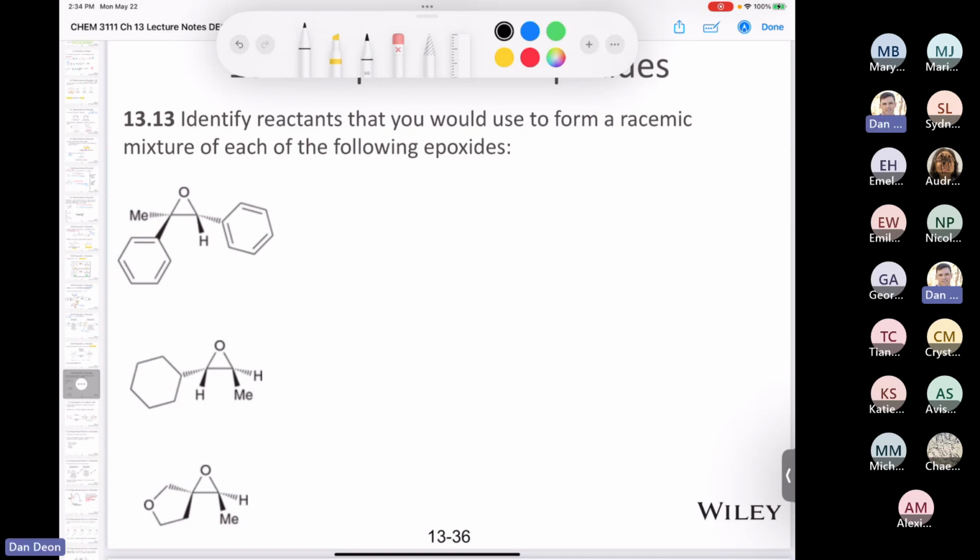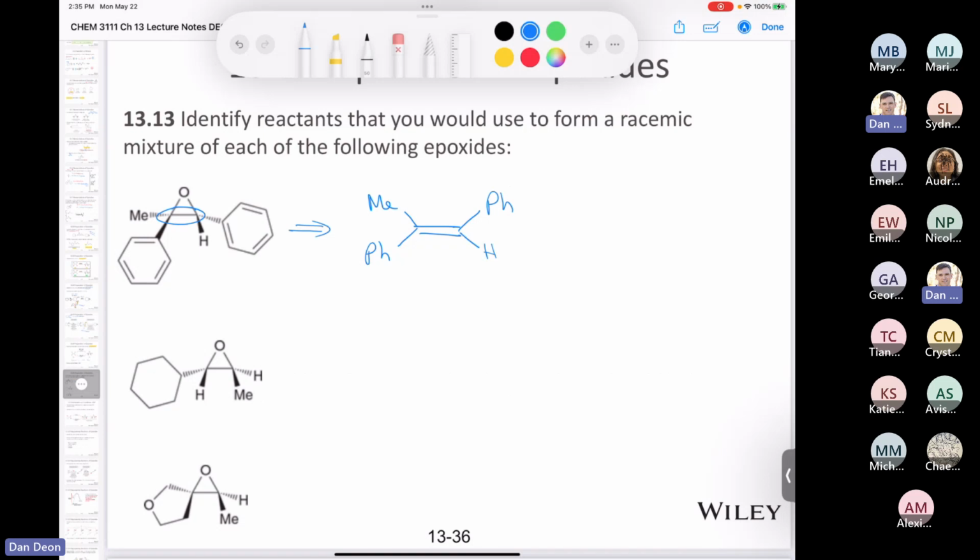It says, identify the reactants that you would use to form a racemic mixture of each of the following examples. So all we need to do is a little bit of retrosynthesis here. If we're making an epoxide, that means it's got to come from a carbon-carbon double bond at this position where I have this blue oval. So we need to have a carbon-carbon double bond, and you can see that the two phenyls, the two aromatic rings, are on opposite faces of the molecule. So we'll put a phenyl here and a phenyl here. They are trans to each other. We see that the methyl group and the hydrogen are also on opposite faces of the molecule.